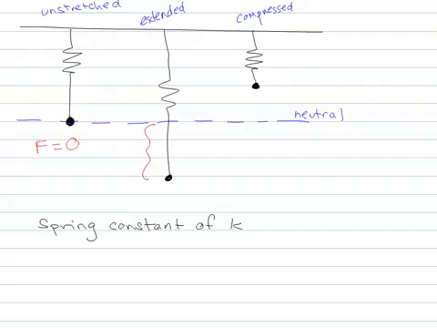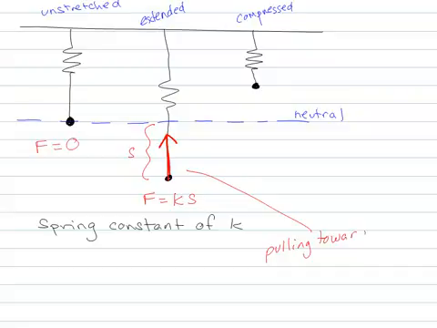Okay, so hopefully you recall that if I'm extended s past my neutral state, past my unstretched state, then the force caused by the spring on the mass is going to be the spring constant times the amount that we're stretched. You have to think, how is the spring pulling on the mass? Let's say the spring is trying to compress, so it's actually pulling the mass toward neutral.